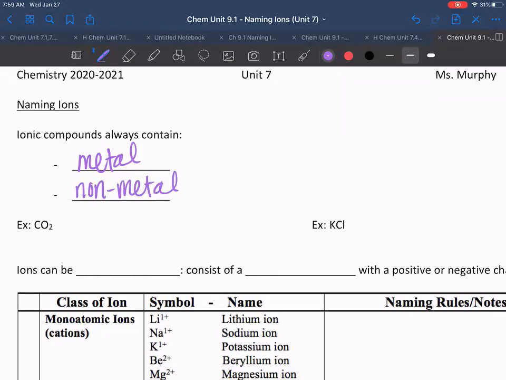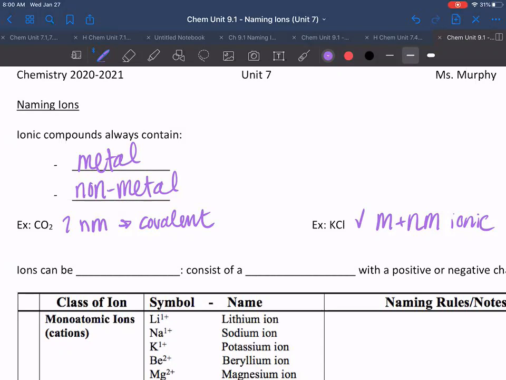So if we look at that first example of carbon dioxide, what is carbon? What is oxygen? So two non-metals, that means I'm going to just abbreviate this as NM. This is going to be covalent. What about the next one? What is potassium? It's a metal, and then chlorine's a non-metal. So this is good. We have a metal plus a non-metal, which is ionic. So you guys have to get used to realizing which is which because they're named differently. And so we're going to go through that naming process today.